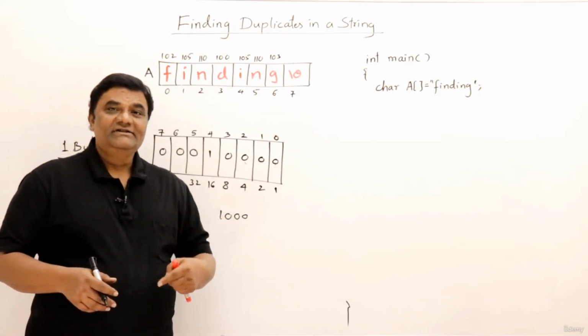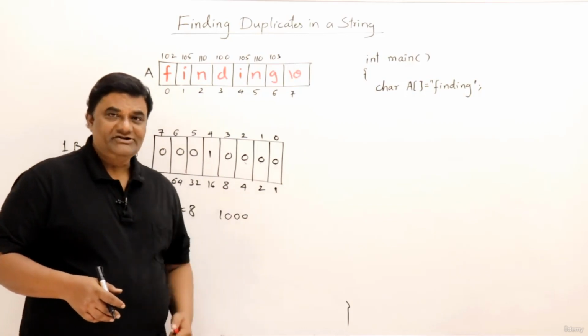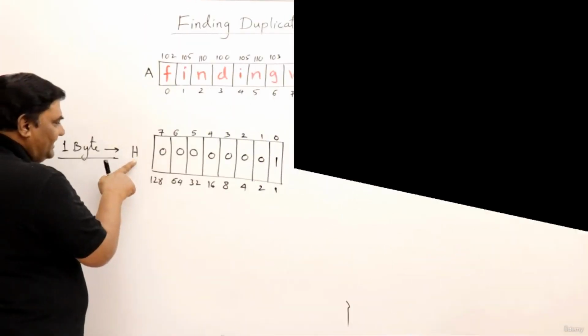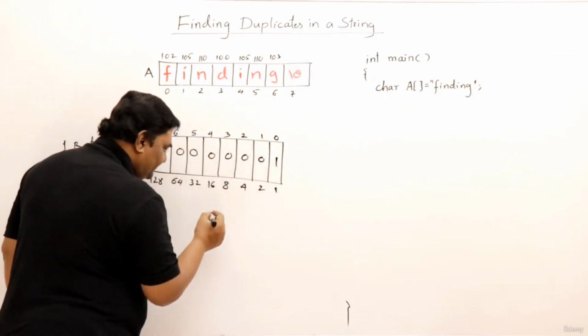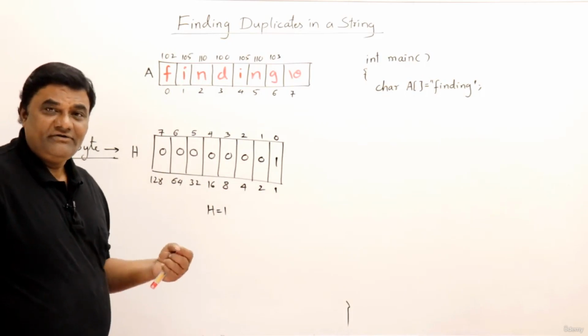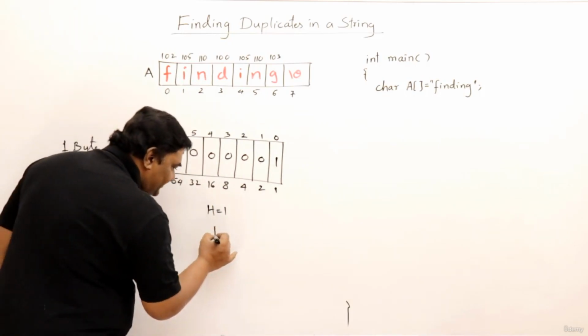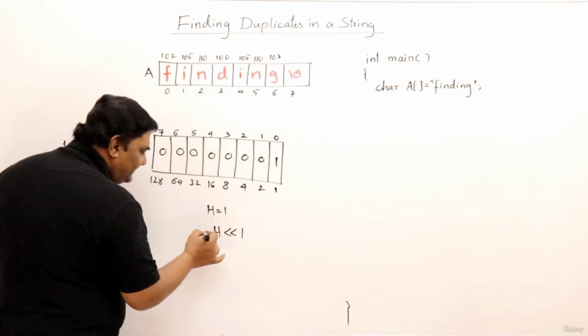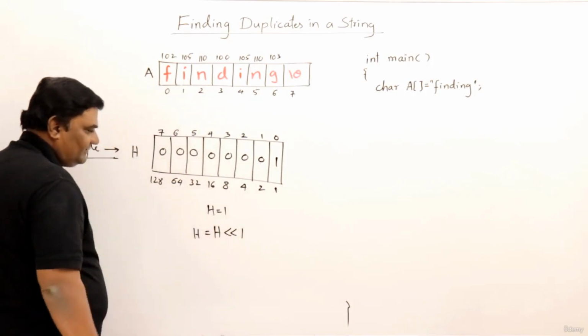Now next we will see what it means by shift operation. I'll remove this and explain. See, right now h has 0, 0, 0, 1, so right now h is 1. Now let us see what it means by shift. h left shift 1, and the result in h only.